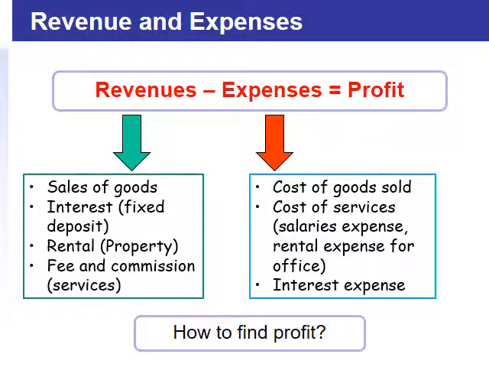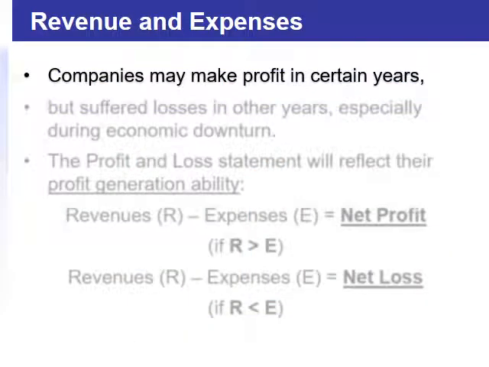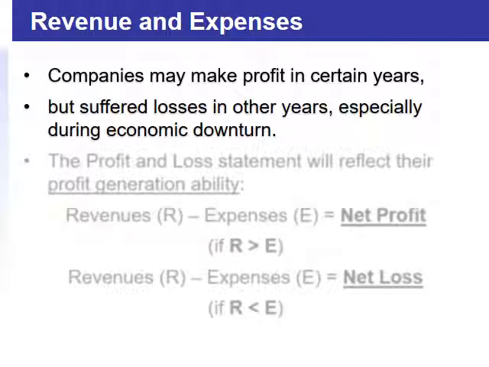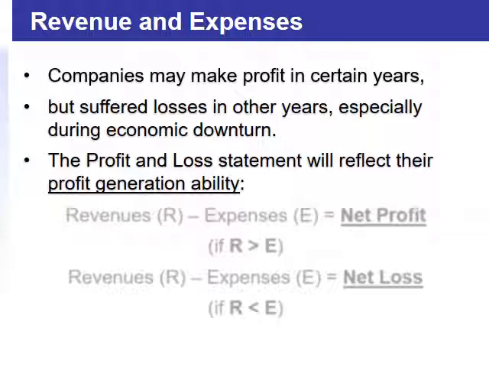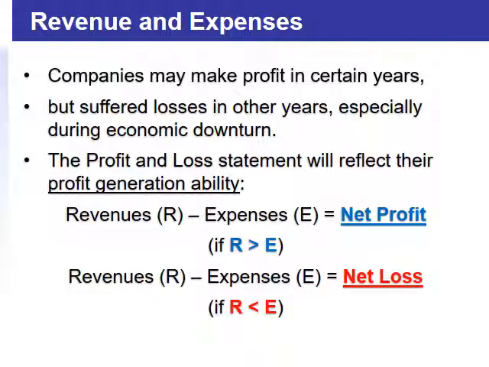With all this information, how to find profit? Companies may make profit in certain years, but suffer losses in other years, especially during an economic downturn. The profit and loss statement will reflect their profit generation ability during this period. It basically means, can the company generate profit for this year when there's a downturn, for example. So in the situation where you have revenue more than expenses, you get a net profit. However, if your expenses are more than revenue, then you will have a net loss.